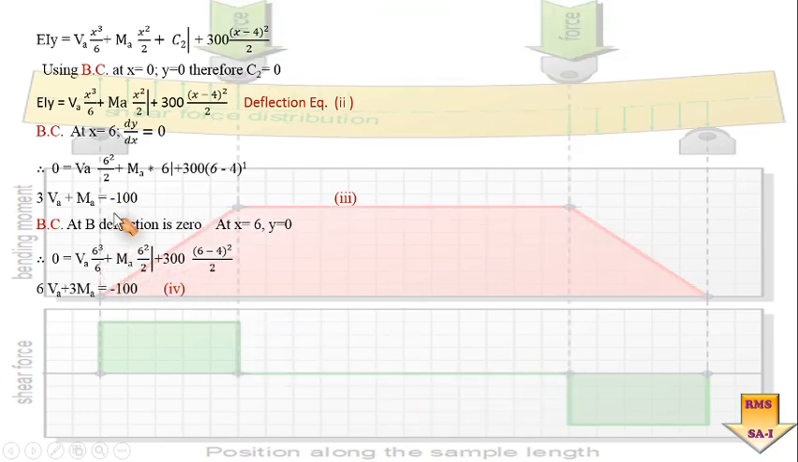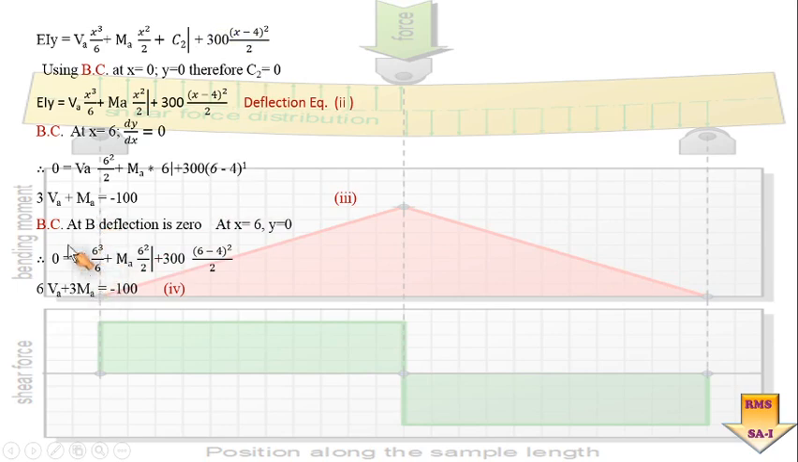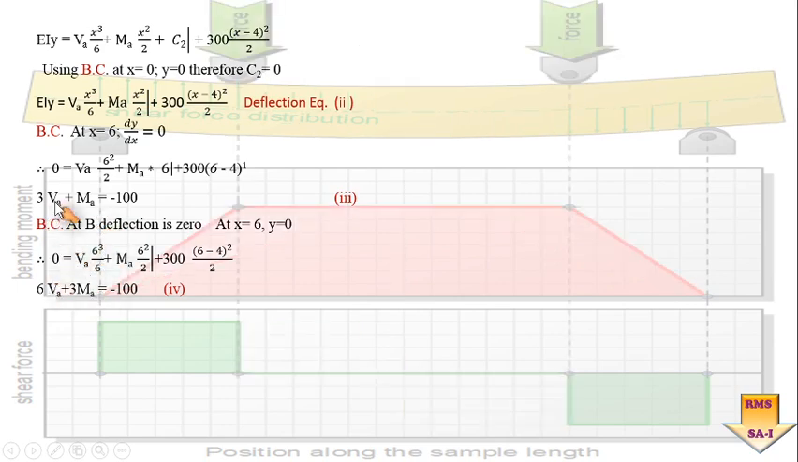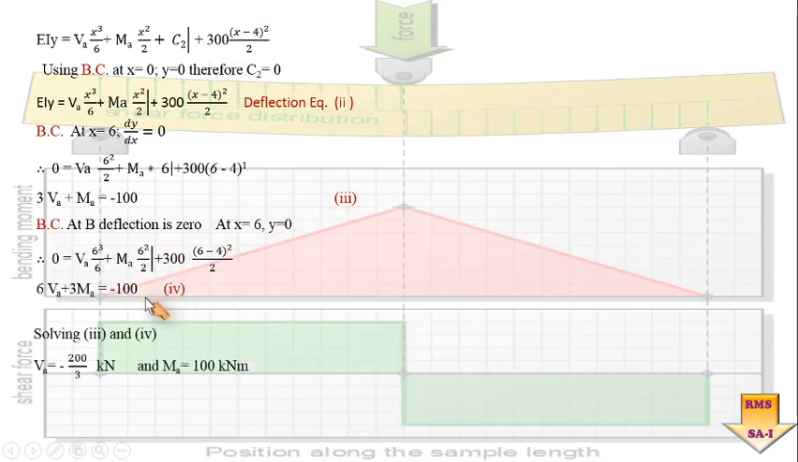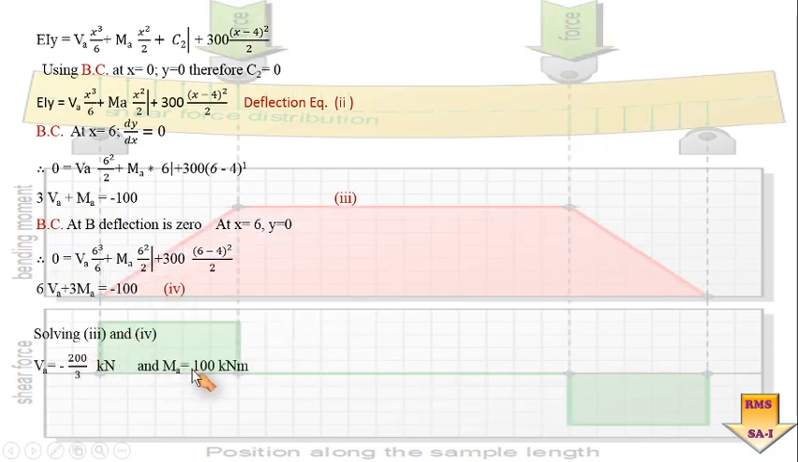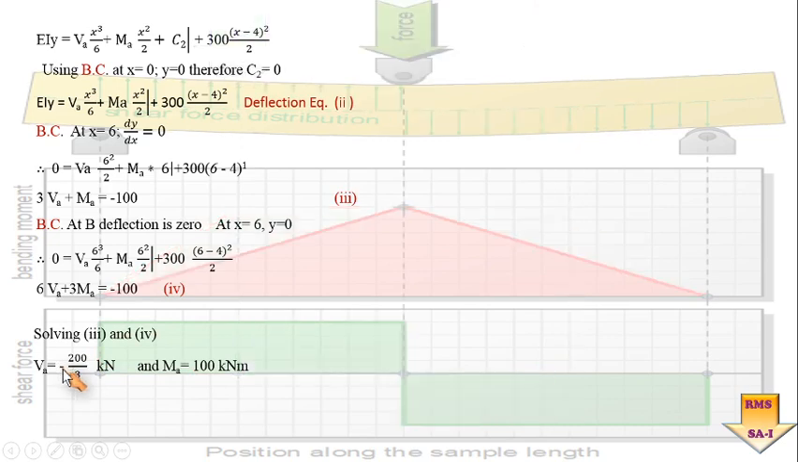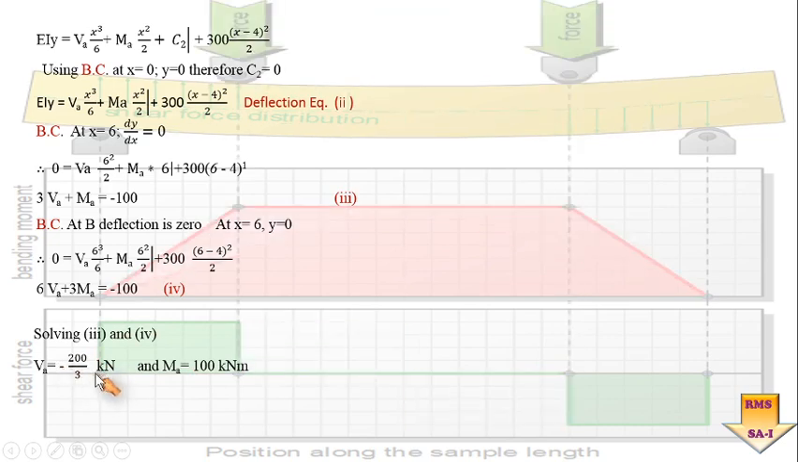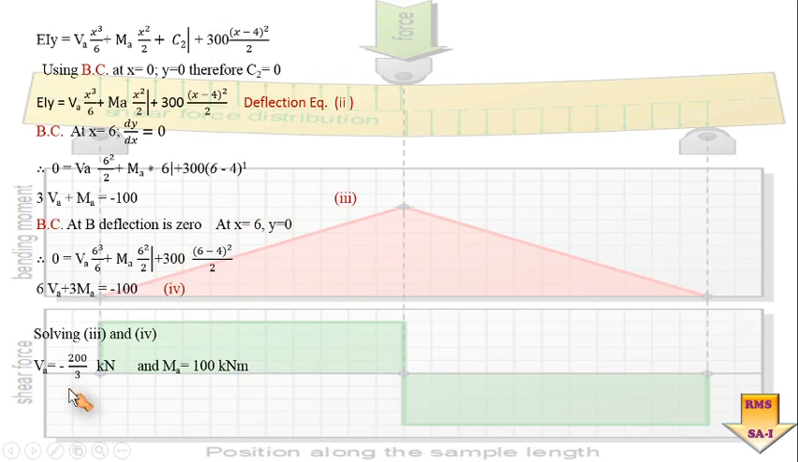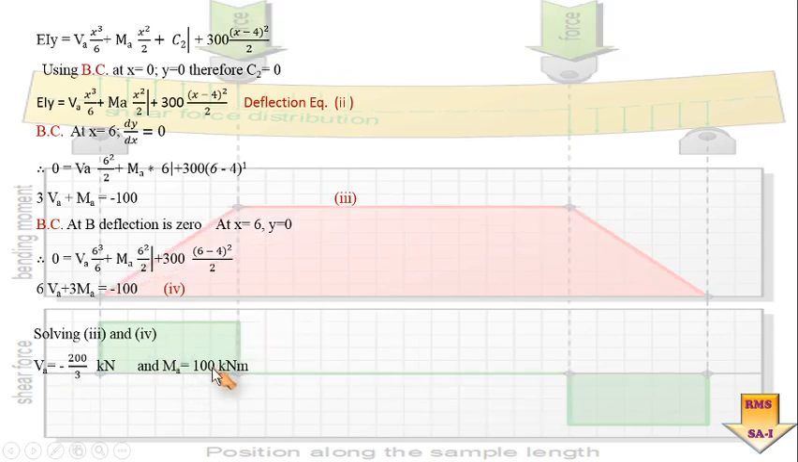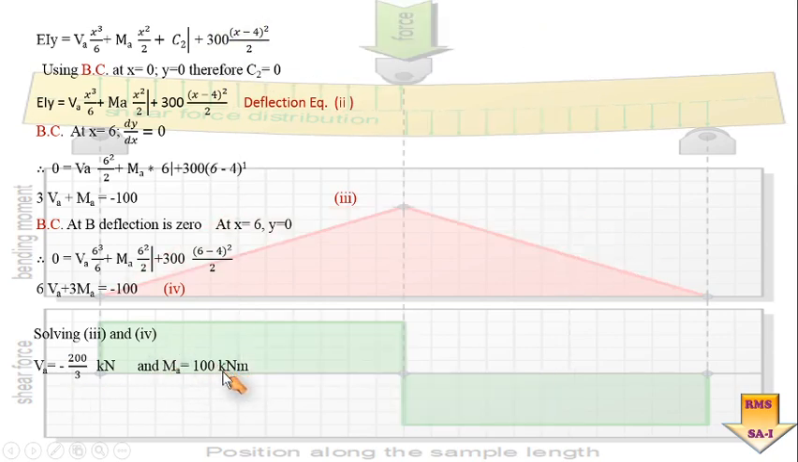So looking at these two equations 3 and 4, you can see there are two unknowns, VA and MA. By solving these two, you can get the values of VA and MA. VA we are getting as minus 200 by 3 kilonewton. Why minus? Because it is in the downward direction, and MA is equal to 100 kilonewton meter.